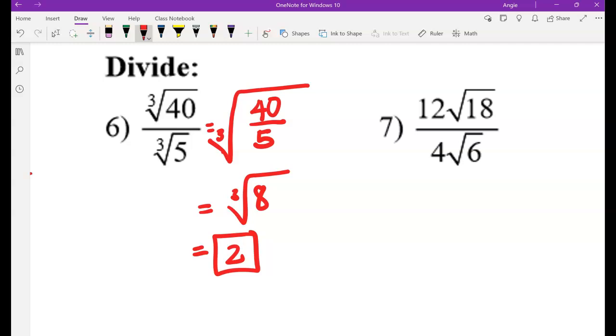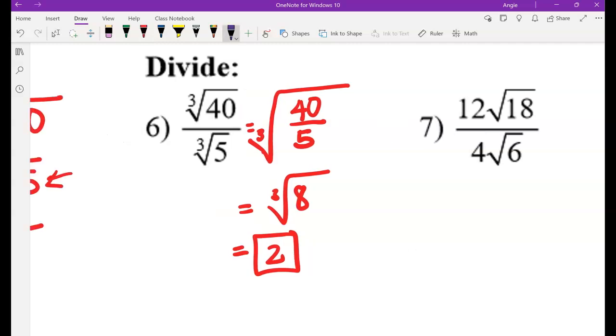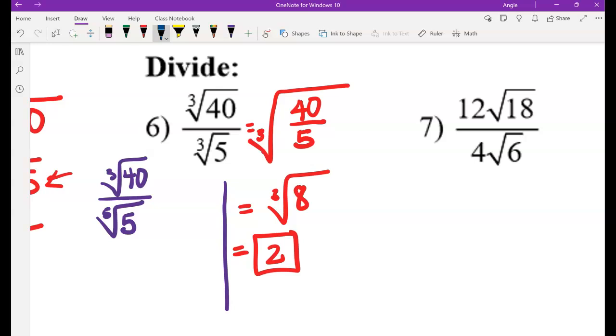Now, method number 2. Okay, 2 different color. Method number 2 will allow us to go cube root of 40 divided by cube root of 5. Now we want to rationalize the cube root of 5. We want to rationalize the denominator. We only have one 5 right there, so what's going to allow us to do is multiply 2 more 5s. Okay, so 5 squared. What we're going to do on the bottom, we're going to do on the top.